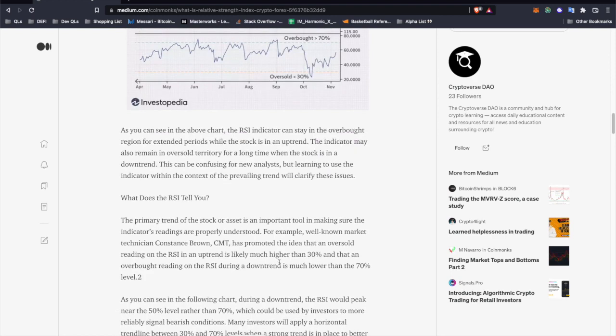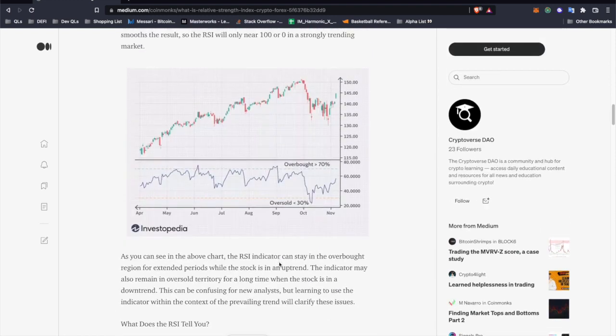As you can see in the above chart, the RSI indicator can stay in the overbought region for extended periods of time while the stock continues its uptrend. The indicator may also remain in oversold territory for a very long time when the stock is in a downtrend. Now, this can be confusing to new analysts, but learn to use the indicator within the context of the prevailing trend. End of the day, any indicator should only be secondary. It should be secondary confirmations.